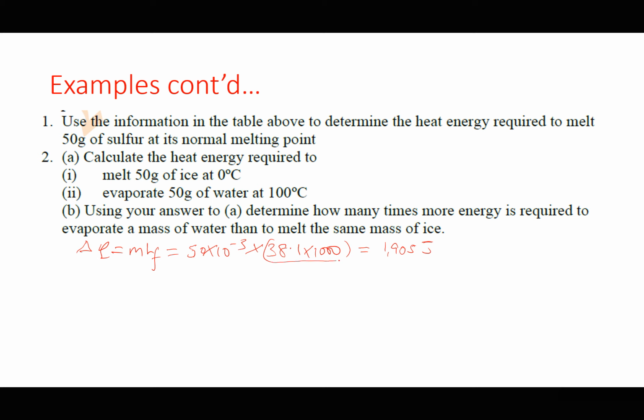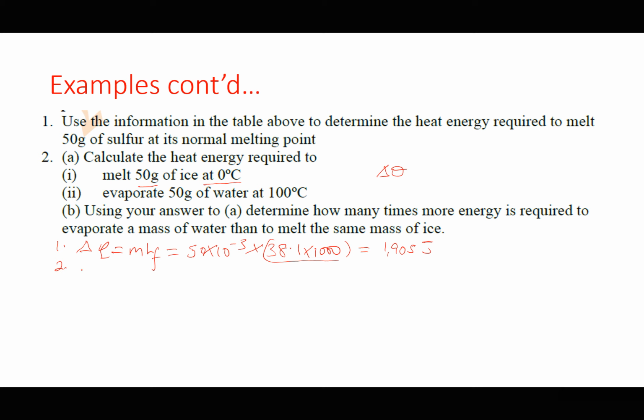Remember, I've used the specific latent heat of fusion that is given in the previous slide in the table. Then number 2, this was number 1. Calculate the heat energy required to melt 50 grams of ice at 0 degrees Celsius. Now, some of you will use the expression which involves change in temperature, and somebody will add 0 as the change in temperature. Here, we don't consider any change in temperature because at latent heat, the temperature remains constant. So the change in temperature is 0.